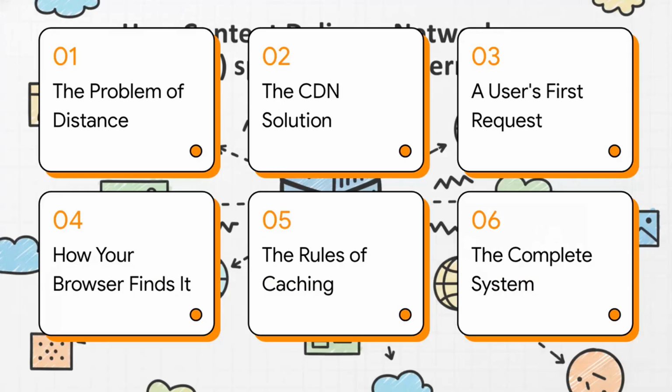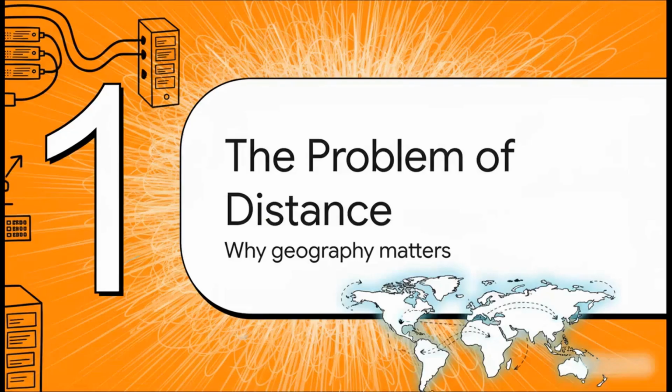All right, here's what we're going to cover. First, we have to talk about the biggest problem of all, distance. Then we'll get into the solution, the CDN itself. We'll follow a user's very first request to see what happens, and then dig into the clever way your browser finds the closest server. After that, we'll get into the nitty-gritty rules of caching. And finally, we'll zoom out and see how a CDN fits into the whole system.